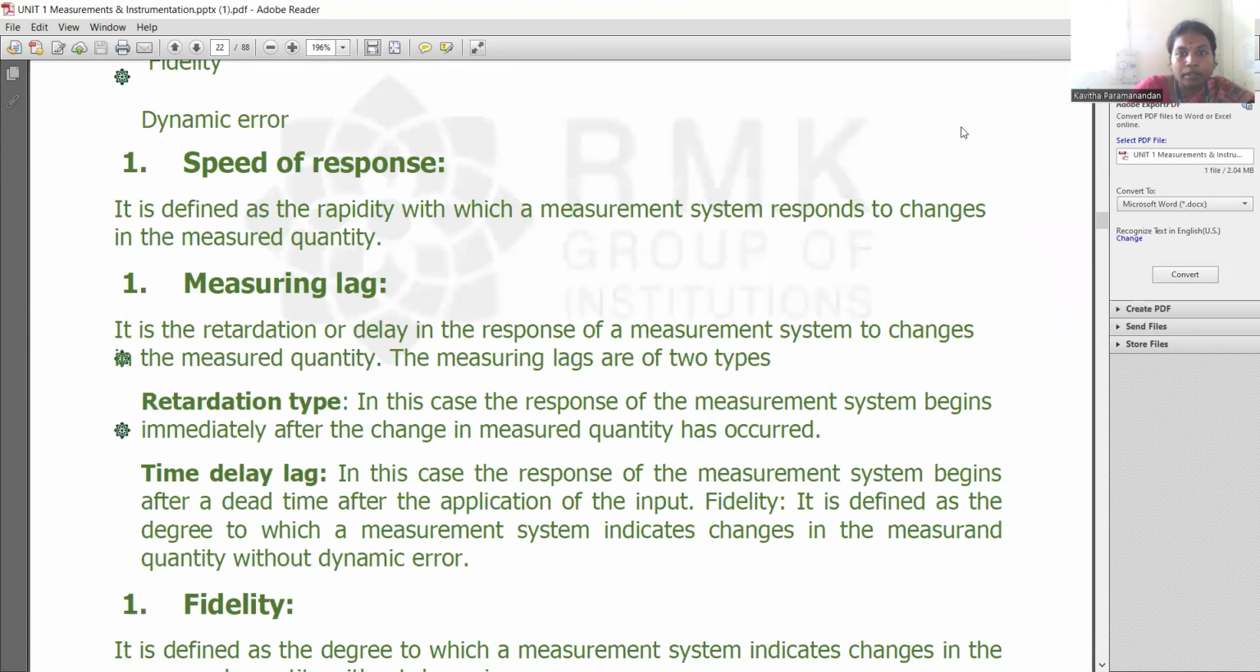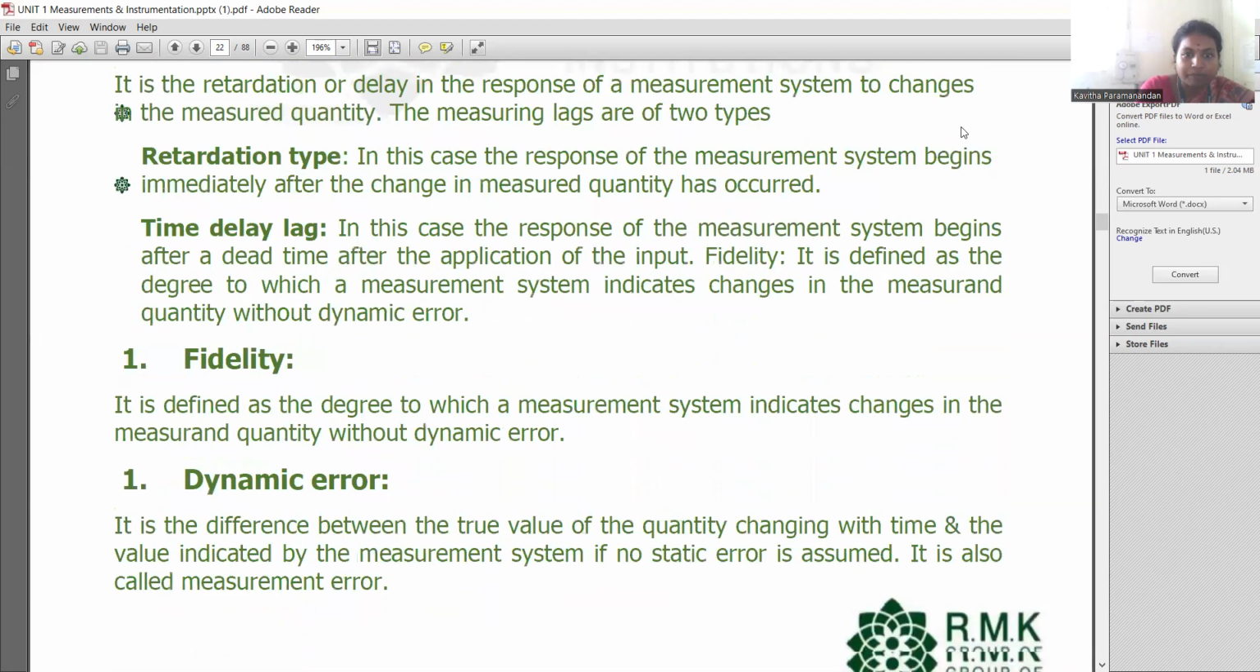Whereas in case of measuring lag, it is the response of the instrument in reference to the input parameter. If the input parameter is changed, there is going to be a small time delay after which your instrument will start to respond to those changes. That is what is called retardation type and time delay lag.